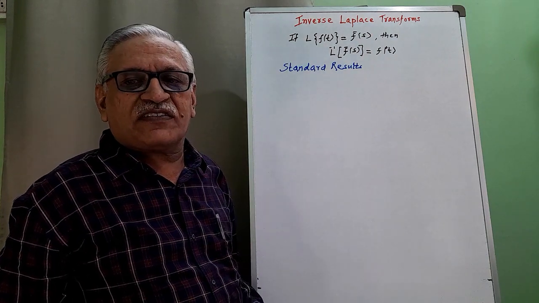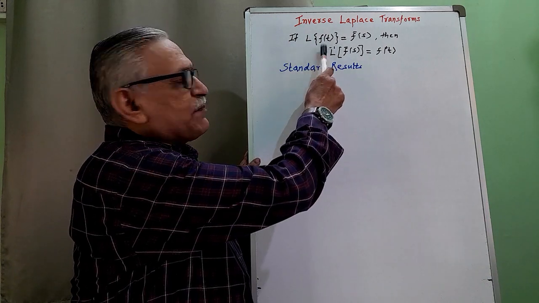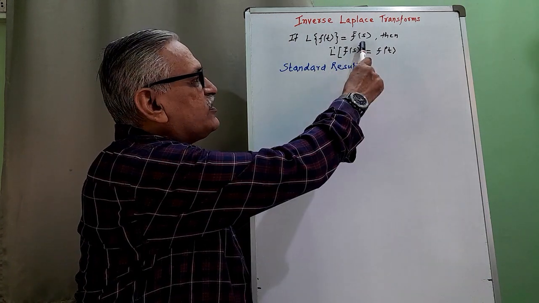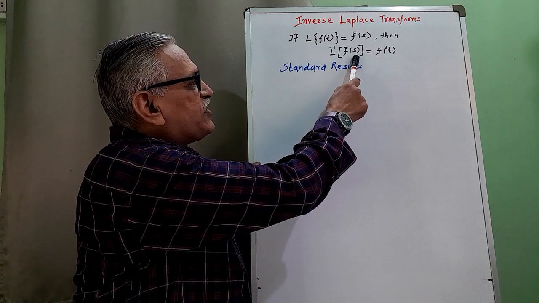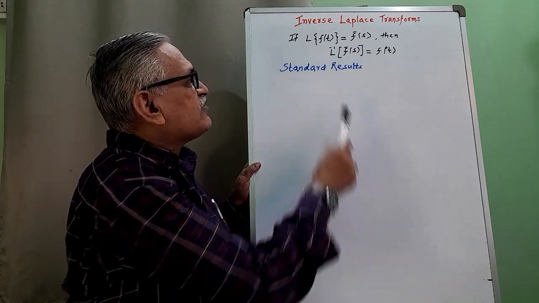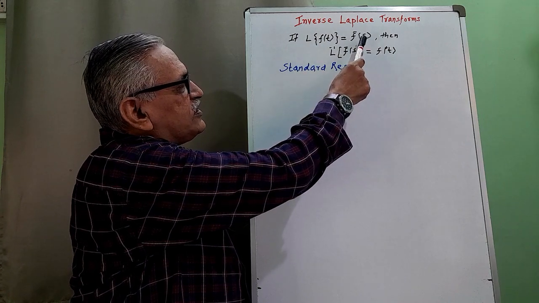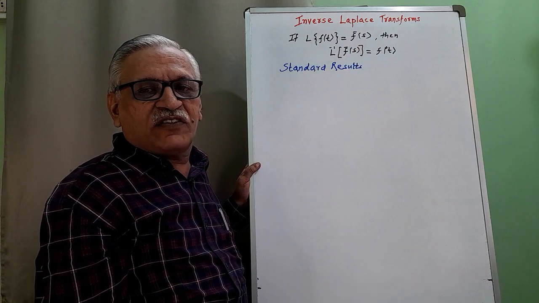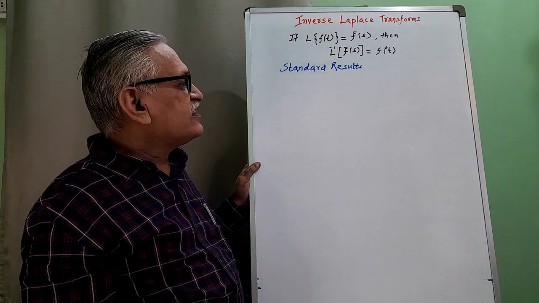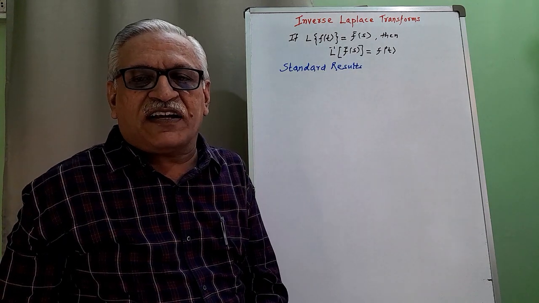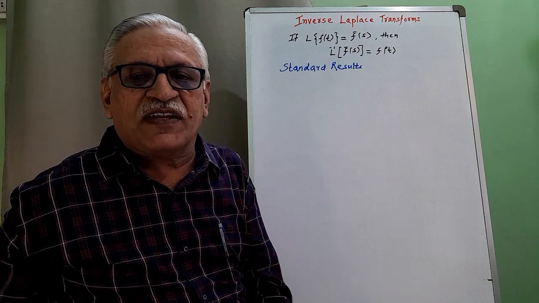Definition of inverse Laplace transform: if Laplace of f of t is equal to f bar of s, then inverse Laplace of f bar of s is equal to f of t. By transferring this operator to the right hand side, we get inverse Laplace of f bar of s as f of t. Then we try to see some standard results for inverse Laplace transform.